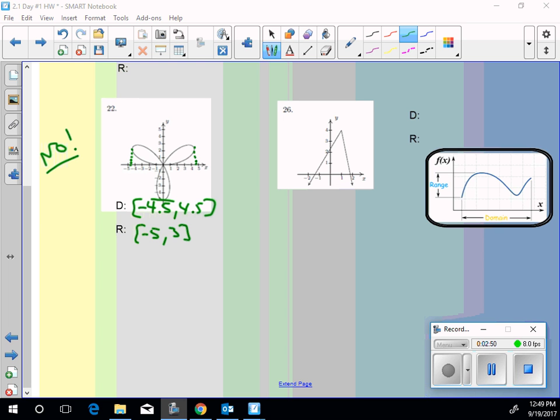Now, in this case, most of our domain values give us at least 2 output values. So it's not a function. It's just this crazy looking polar graph. And we'll get to more of that next semester. Just an intro.